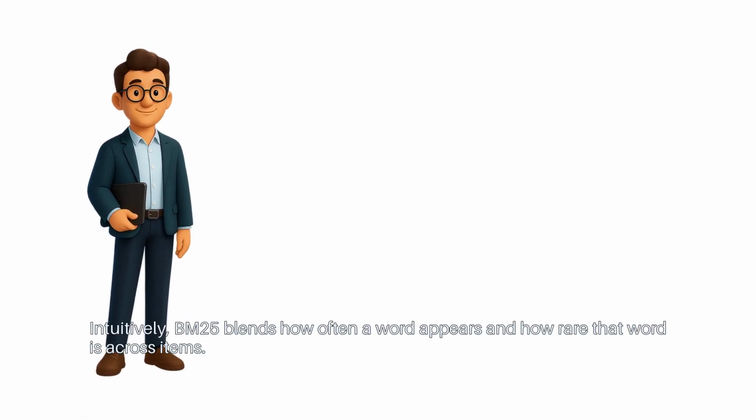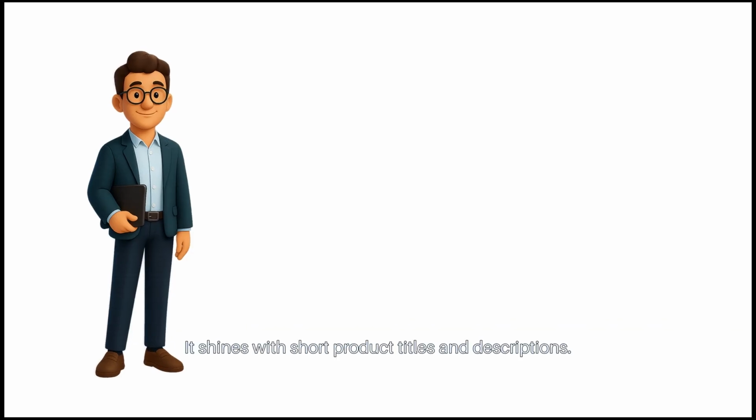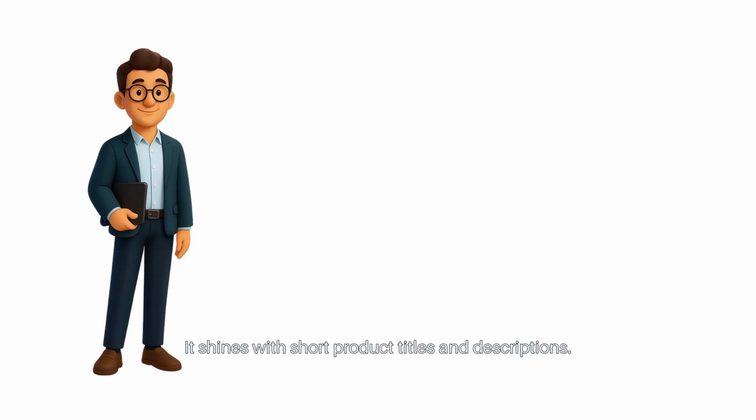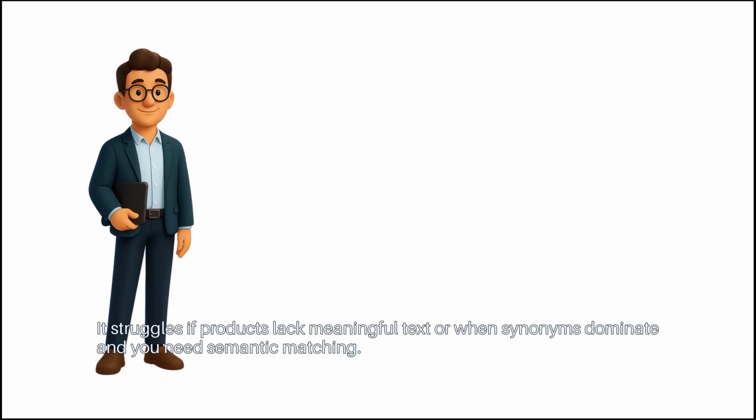Intuitively, BM25 blends how often a word appears and how rare that word is across items. It shines with short product titles and descriptions. It struggles if products lack meaningful text or when synonyms dominate and you need semantic matching.